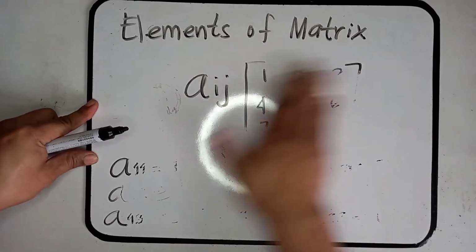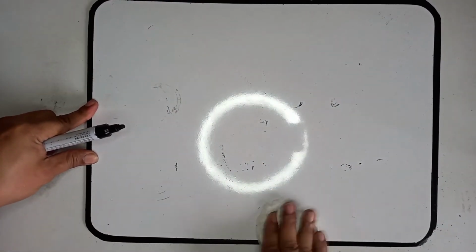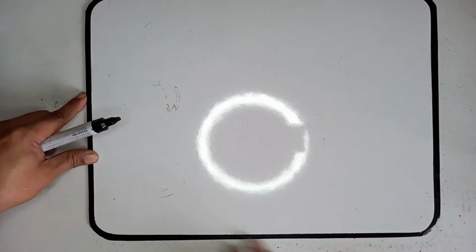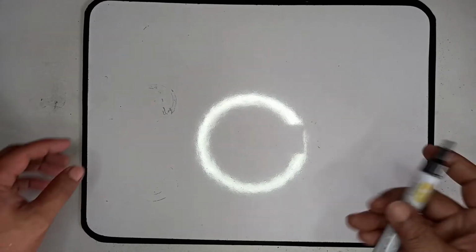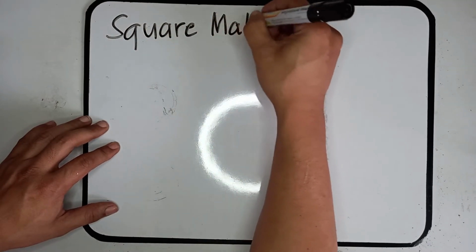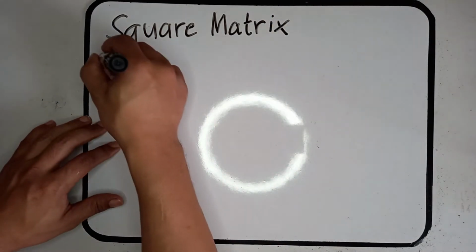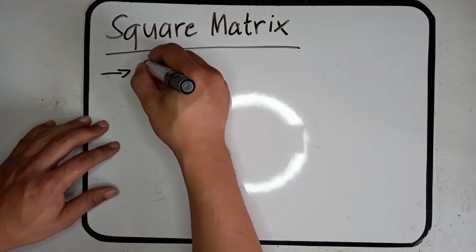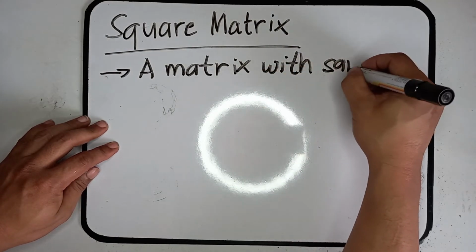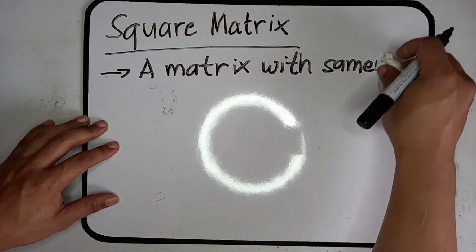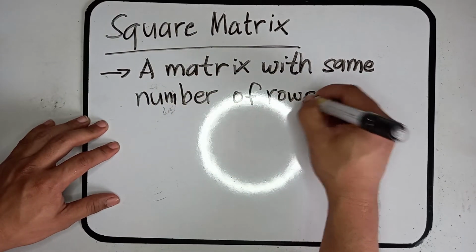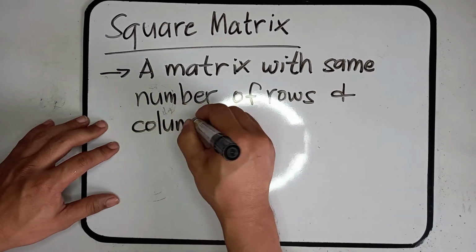So now let's talk about square matrices. Square matrix, a matrix with the same number of rows and columns.